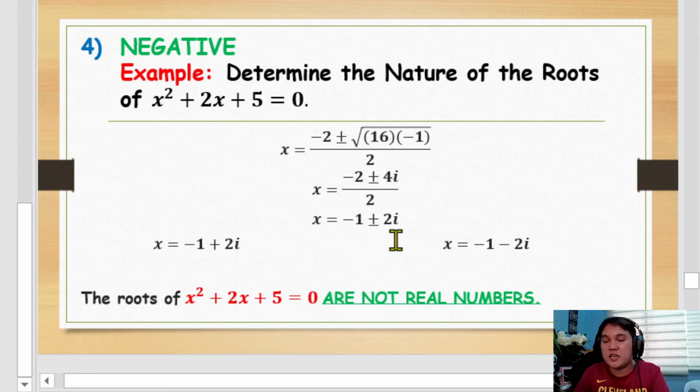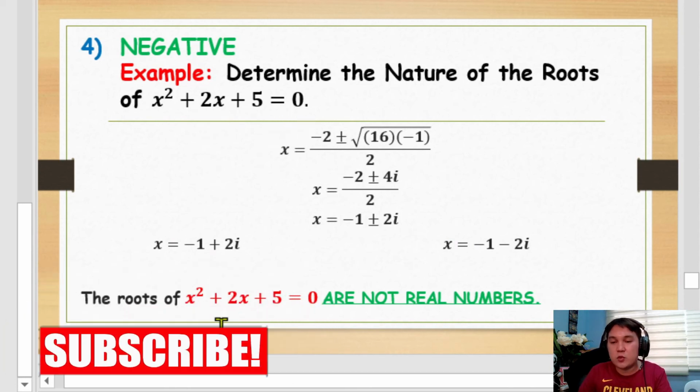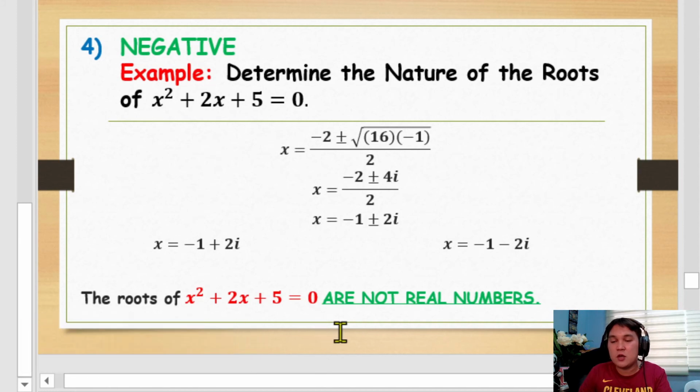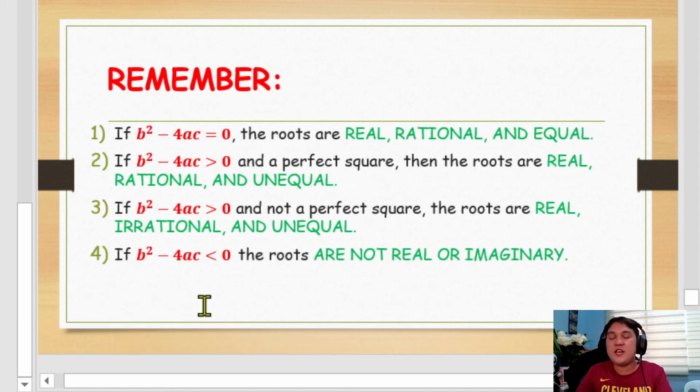This i right here is what we call an imaginary number. Based from this equation, we get the two roots. The first root is x is equal to negative 1 plus 2i. The second root is x is equal to negative 1 minus 2i. These two roots are the roots of x squared plus 2x plus 5 is equal to 0. So we can say that the roots of x squared plus 2x plus 5 is equal to 0 are not real numbers.